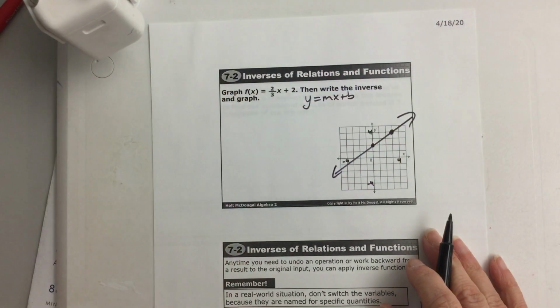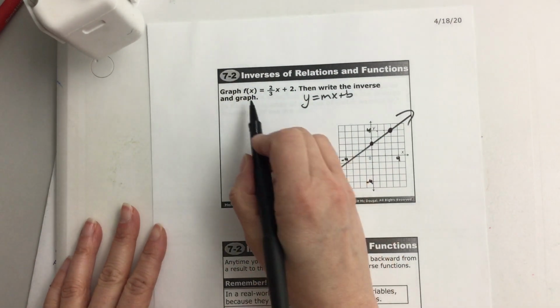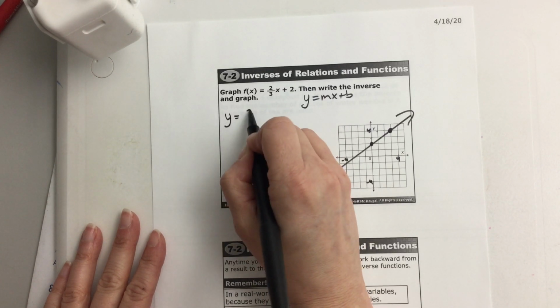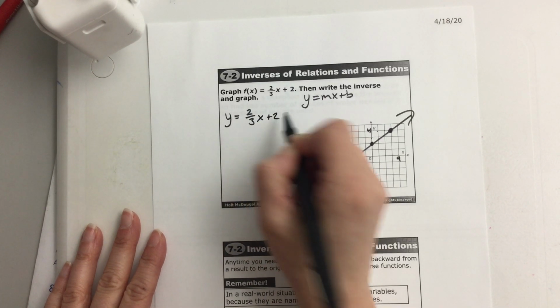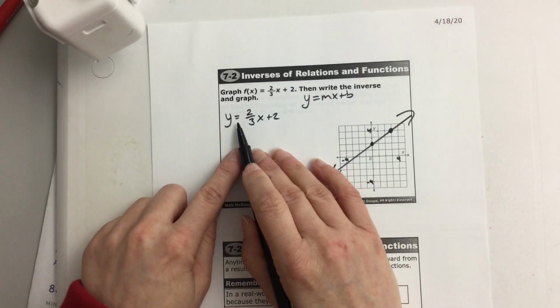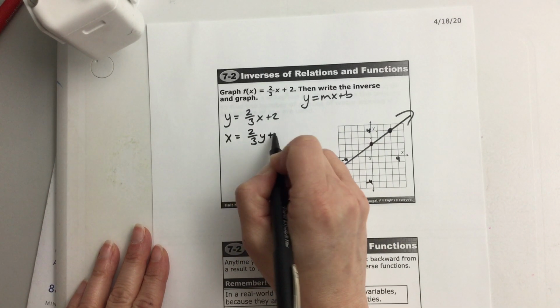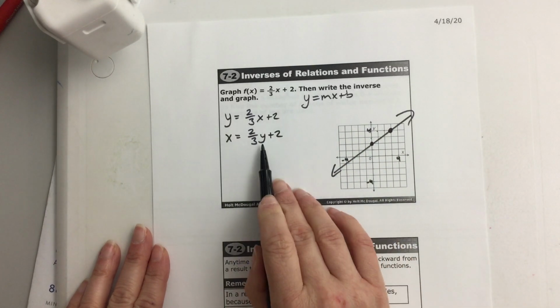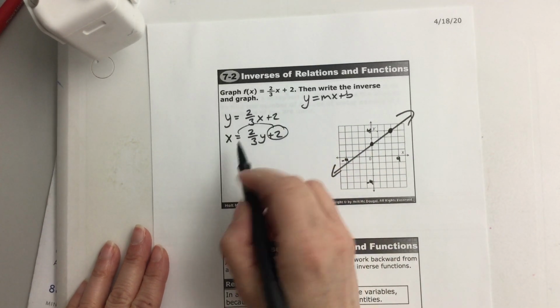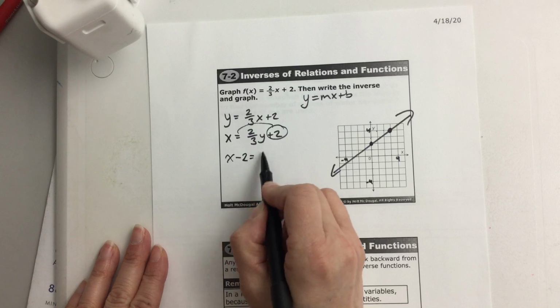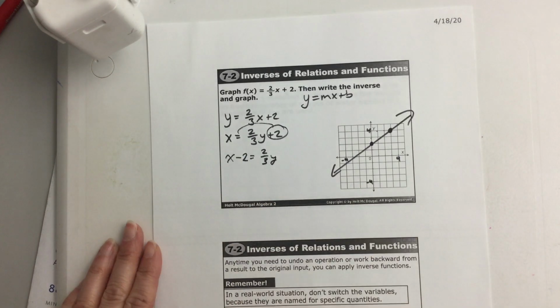Done. Now we have to find the inverse. So I change f of x to y. Definition of inverse, switch x and y. So x equals 2/3 y plus 2. Now you need to solve for y. So step 1, I'm going to take that plus 2 and minus 2 to the other side.